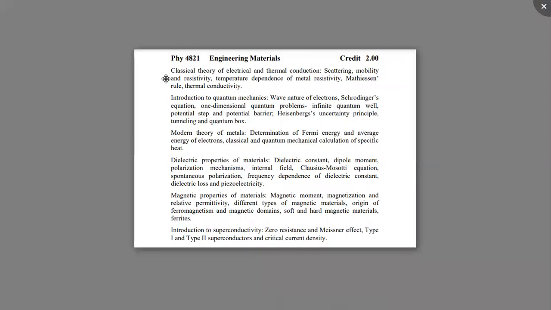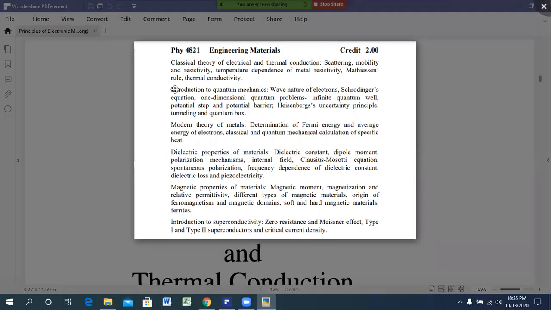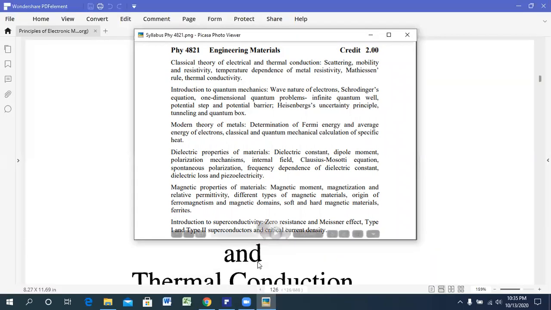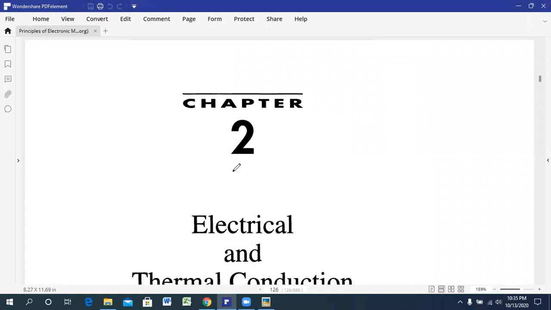So the first topic will be the classical theory of electrical and thermal conduction. So let us start with this topic. For this topic, I would like to follow the book named Principles of Electronic Materials and Devices, written by Kasap.